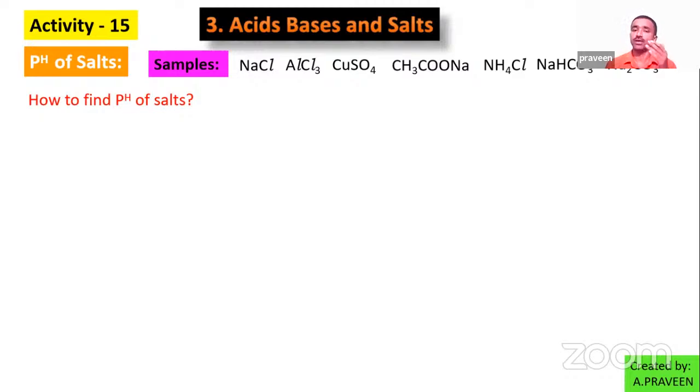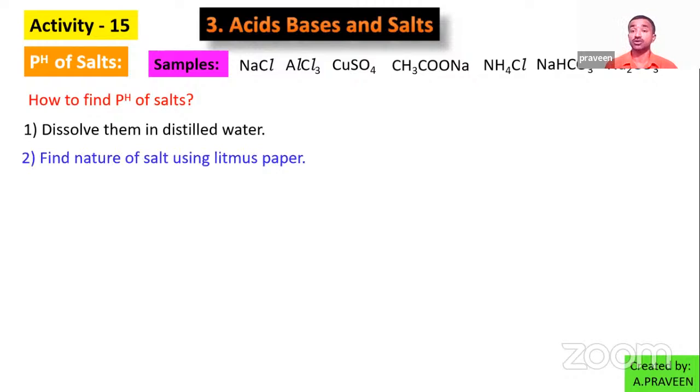If you add any salt into the acidic water, what happens? Its nature changes. So that's why here I am suggesting you to dissolve those salts into distilled water. Dissolve them in different beakers using distilled water. Then find the nature of the salts using litmus paper.